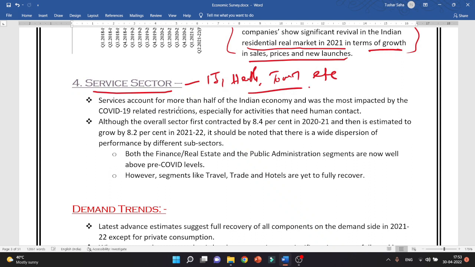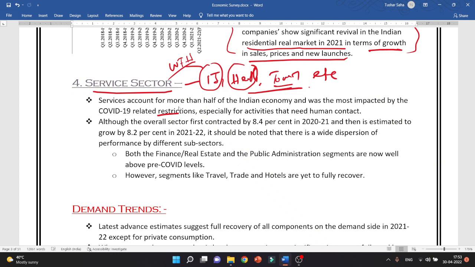Right? So all these are service sector. Now, service accounts for more than a half of the Indian economy and was the most impacted by the COVID-19 related restriction. Obviously, except health, almost. So IT also, work from home was adopted, but tourism was badly hit. Even you can say it is hit at present as well.